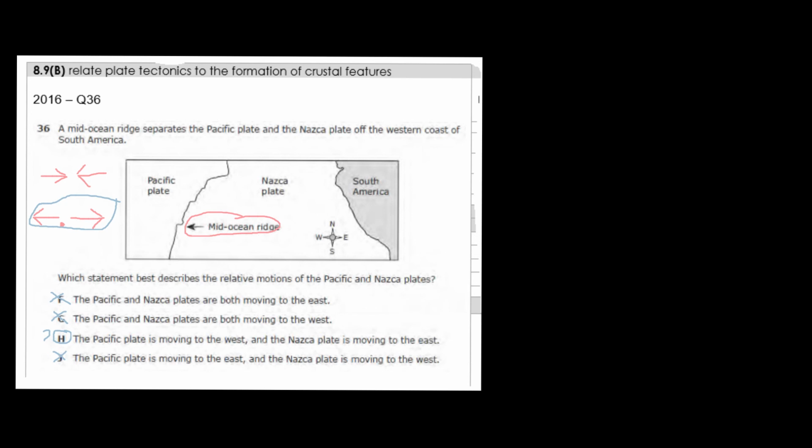So after this particular question, what you need to do now is write 3 things of what you've learned based off of this mini lesson.